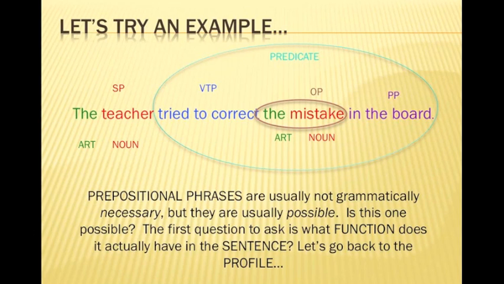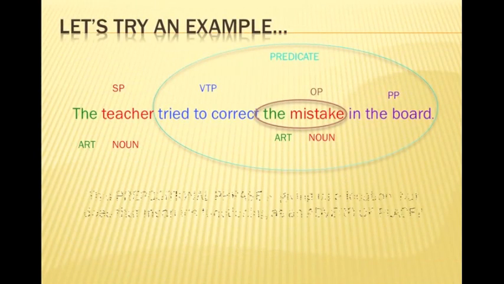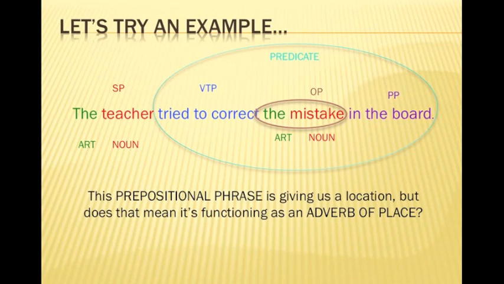Well, let's go back to the profile of a preposition for just a moment. As we can see, prepositional phrases can do many things. In this case, it appears that the preposition is telling us something about the location of something. That's a good place to start. Now, if it's giving us a location, does that mean it's functioning as the adverb of place? Well, remember, if it is going to function as an adverb, it would have to modify the actual verb, which in this case, the verb phrase is talking about correcting something.